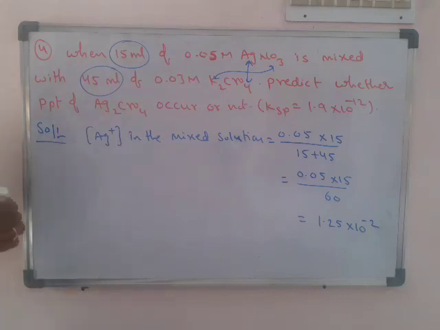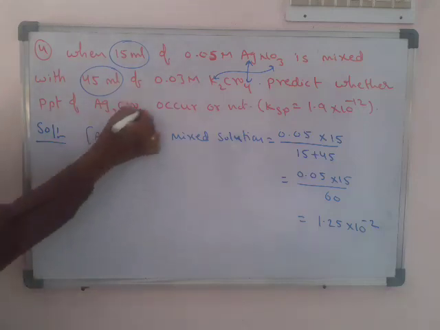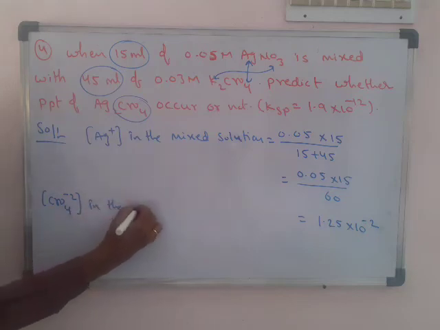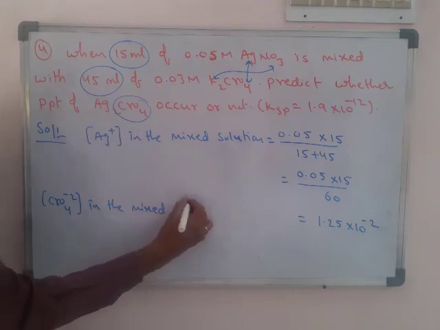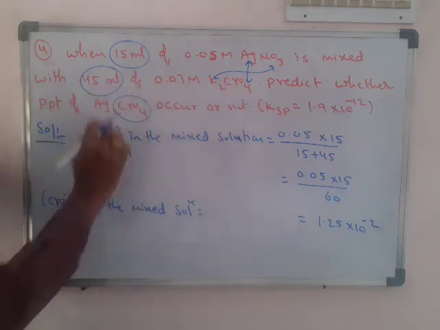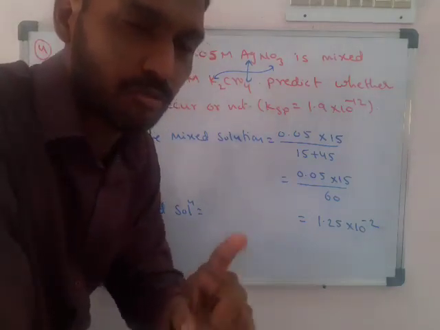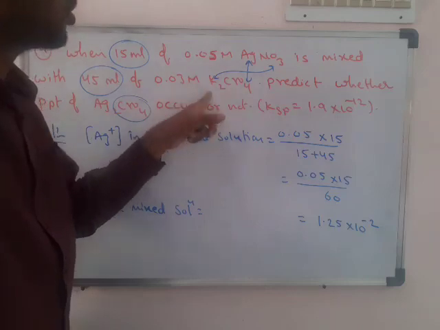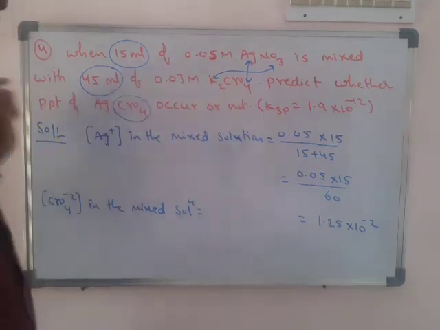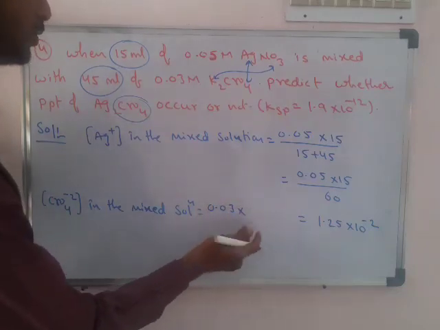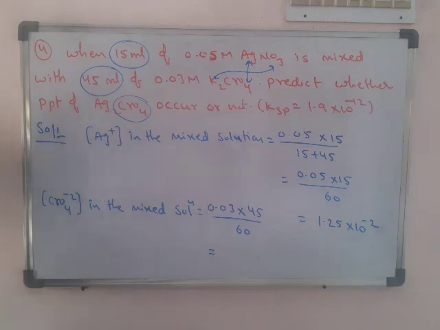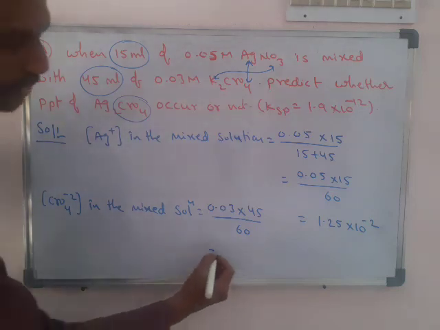In the same way we have to find the concentration of CrO4 minus 2 in the mixed solution. For K2CrO4, the CrO4 minus 2 concentration is 0.03. But here, if you want the concentration of potassium, potassium is 2 moles in the formula, so the potassium ion concentration is 2 × 0.03. But here we need only chromate, 1 mole in the formula, so just 0.03 into its volume over the total volume. What is the total volume? That is 60. So the CrO4 minus 2 concentration becomes approximately 2.25 × 10⁻².